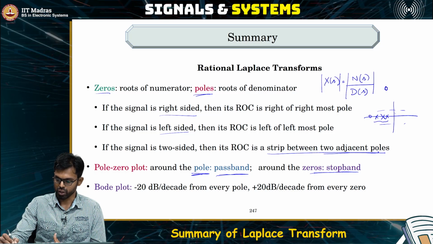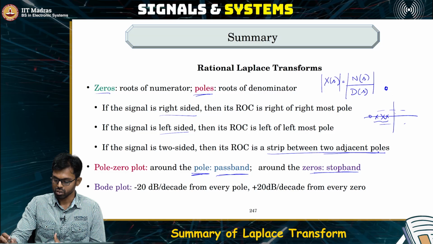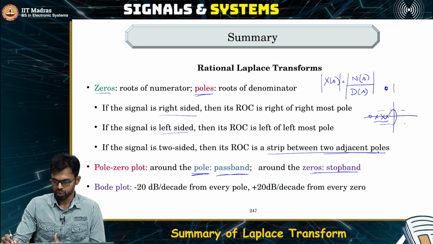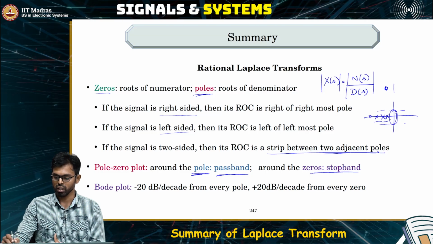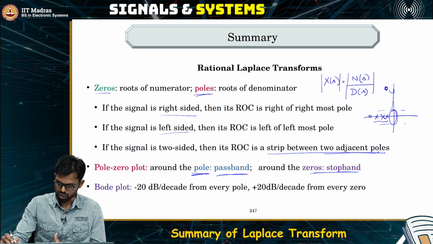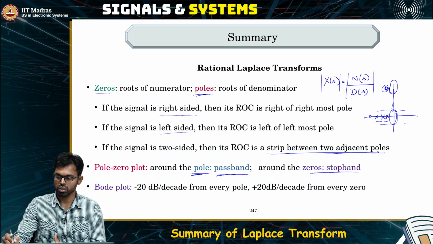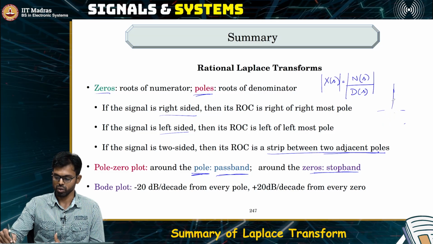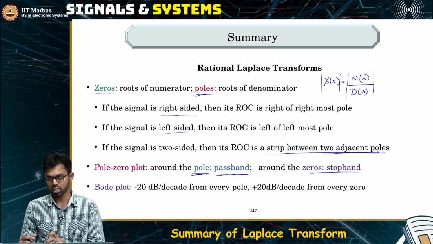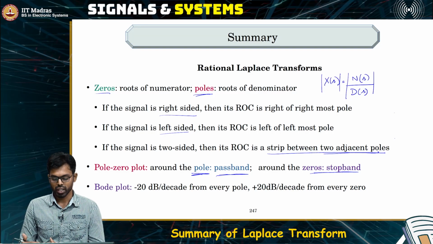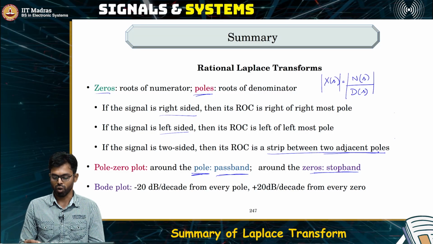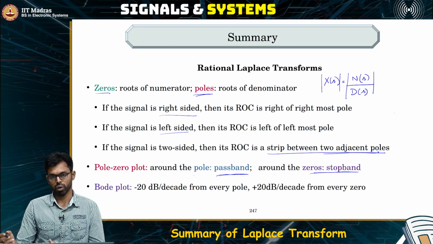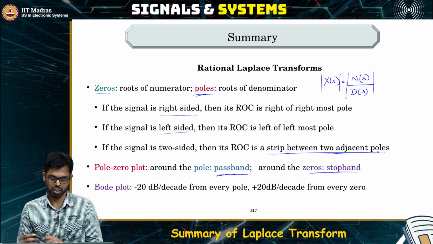If there is a zero here, then we have a stop band around the zero. So the frequencies here are allowed, it is a pass band, and the frequencies are stopped here. If we have a bunch of zeros, then the frequencies which are closer to the zeros will be stopped. This is a very nice concept to keep in mind, so that just by looking at the pole zero plot, we can predict the frequency response of the system. Poles correspond to pass band, zeros correspond to stop band. Just keep that in mind.